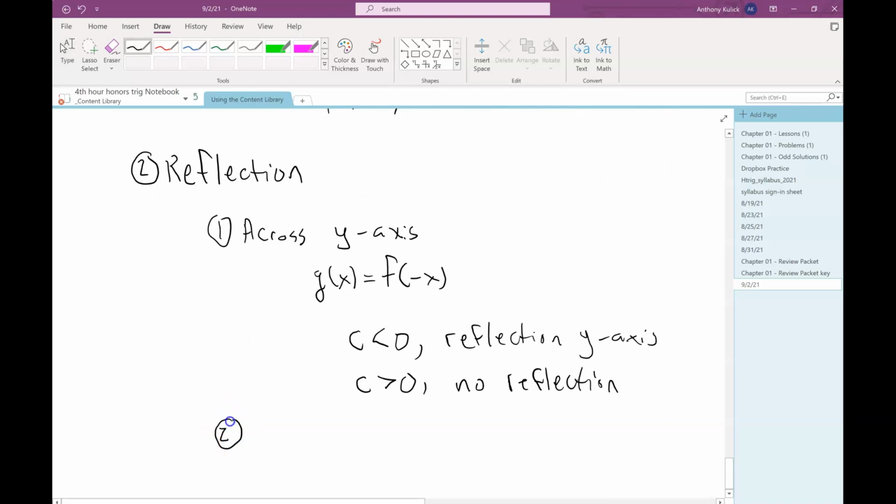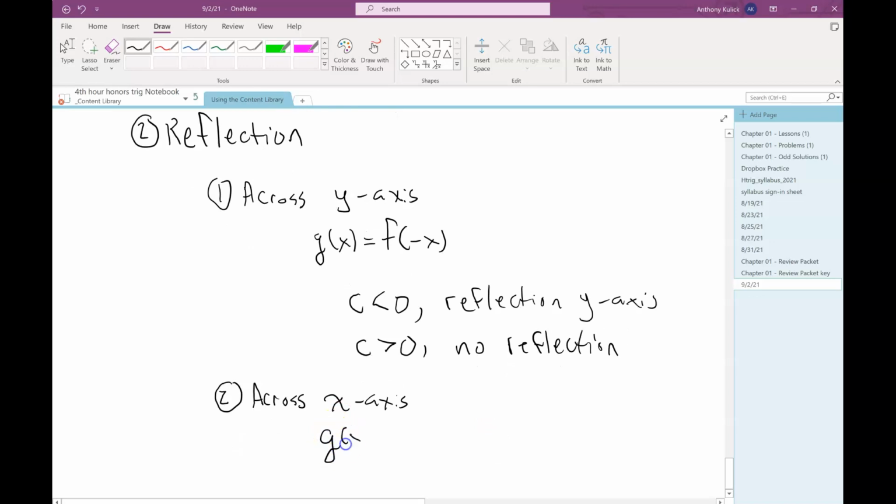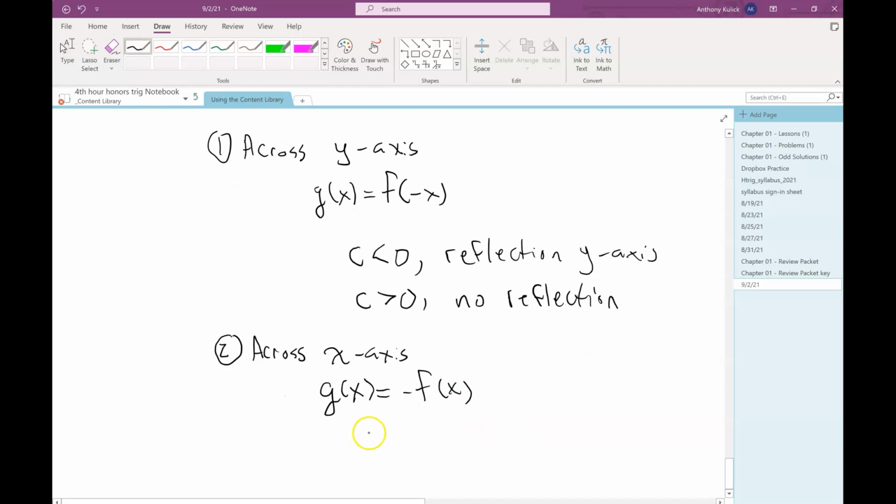The other type of reflection we'll talk about is reflecting across the x-axis. To do that, we're going to negate the y-coordinate. So if the a value is negative, we'll reflect across the x-axis. And if the a value is positive, there's no reflection.